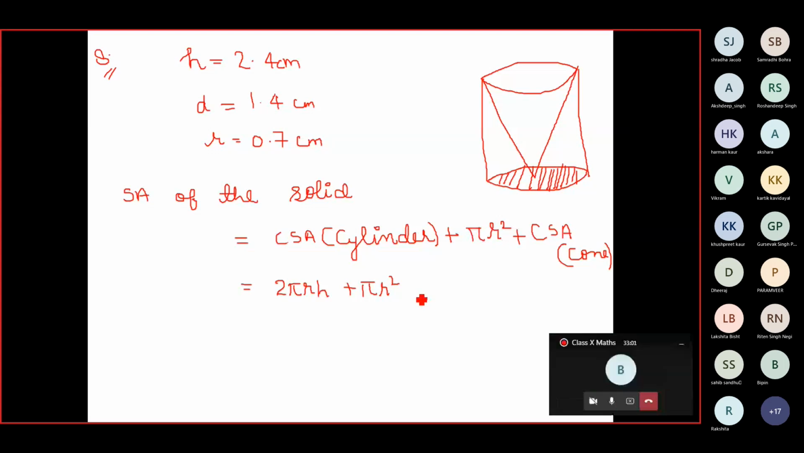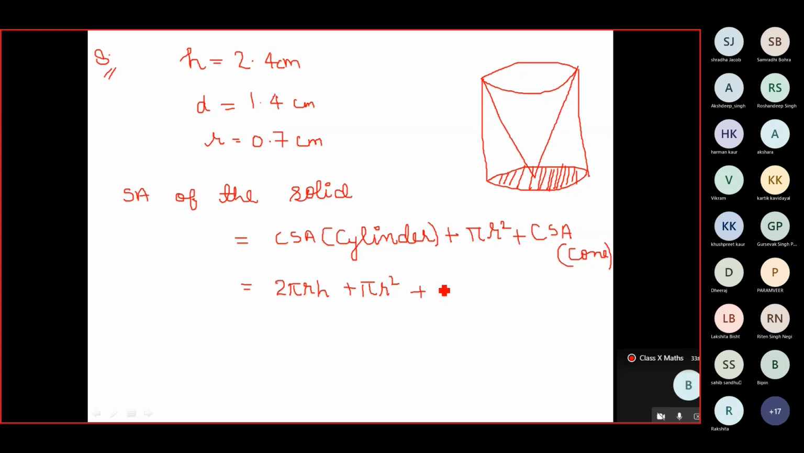Okay, and plus the CSA of the cone. CSA of the cone is pi r L. Everything we know except this slant height. So we have to calculate the slant height of the cone. Bipin, we have to add the CSA of the cone, not subtract.